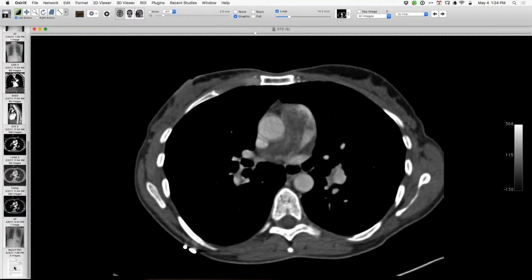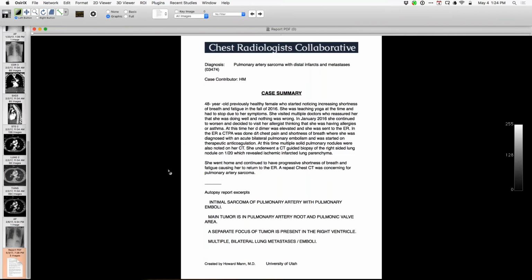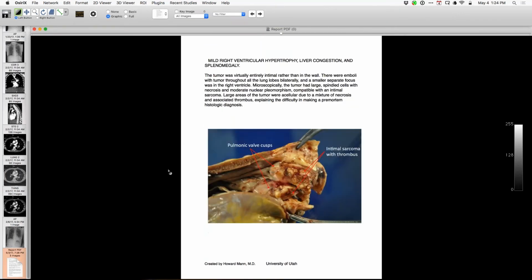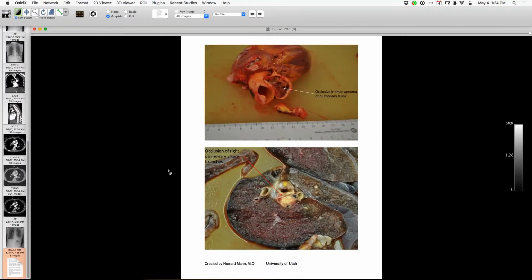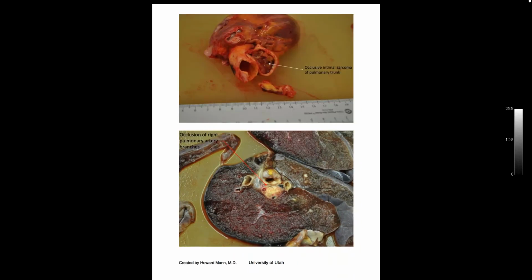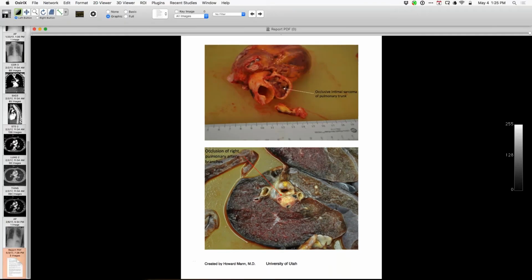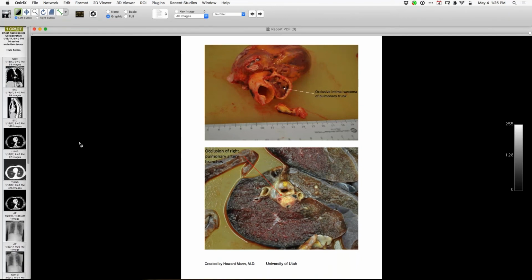The patient died, and there is the diagnosis there. Here are some images from the autopsy showing you the tumor in the vessels. Very extensive tumor. So the complex of findings are very typical of that. It's really an unfortunate diagnosis. It's a terrible prognosis in a case of pulmonary artery sarcoma.